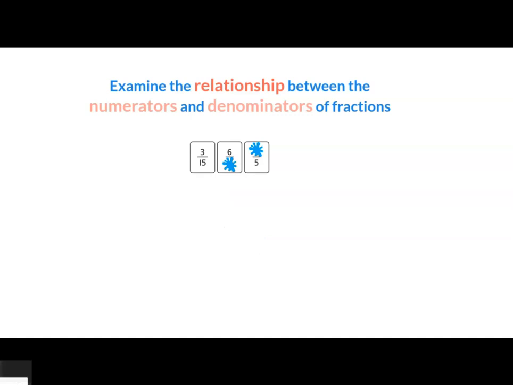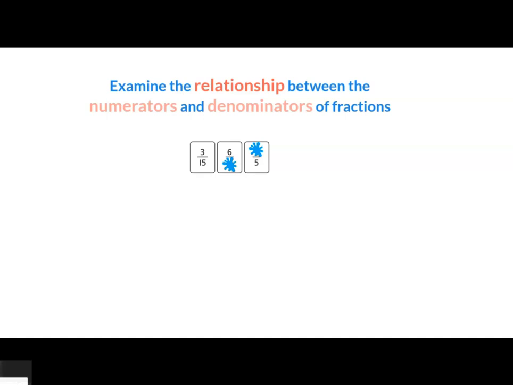What about the last fraction? We're missing the numerator, but we know it's fifths. Well, we know that it's equivalent to 3/15. So we're going to have to examine the relationship between the two denominators. The denominators of 15 and 5. What's the relationship between 15 and 5?